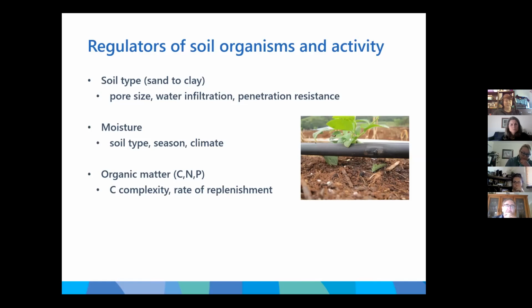And so I've got something called carbon complexity. It's like if you've got a smorgasbord versus just pasta. If you've got a range of carbon molecules, you'll get a range of organisms that will decompose that organic matter. And if you've just got pasta, you're just going to get all of the pasta-eating organisms. And so carbon complexity, which is like different rates of decomposition and different chemical molecules attached, is important for regulating the organisms and their activity.